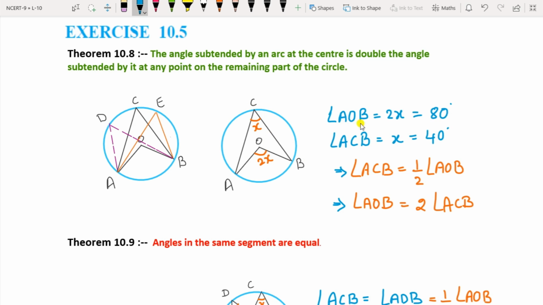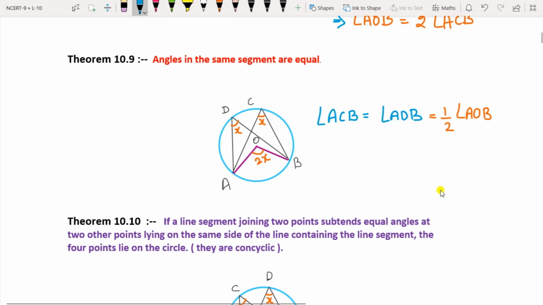Therefore AOB equals 2x. Suppose it is 80 degrees, then ACB, that is x, will be half of 80, that is 40 degrees. And if you consider AOB, you have to write it as twice ACB. Then theorem 10.9: angles in the same segment are equal. Just now I said that all the angles in the same major segment will be equal. So here angle D will be equal to angle C, which is equal to half of the center angle AOB.